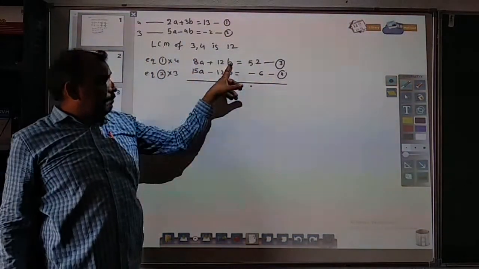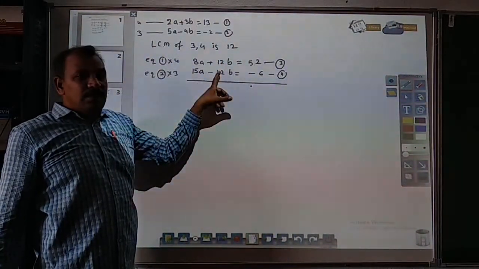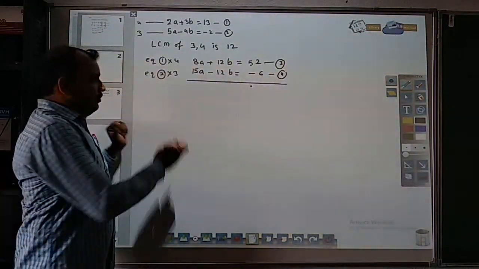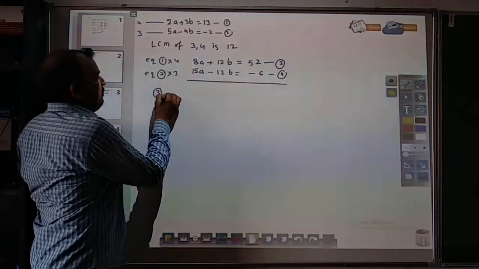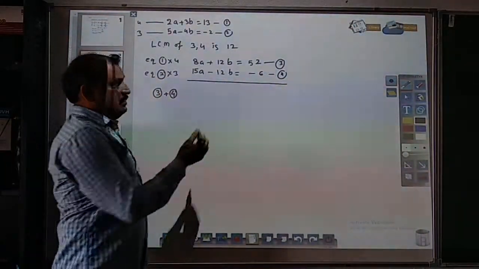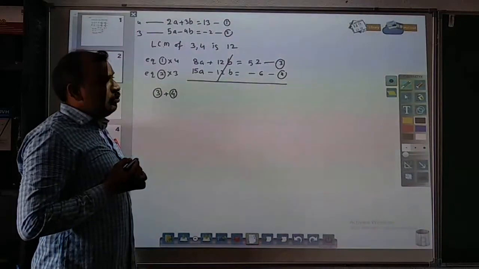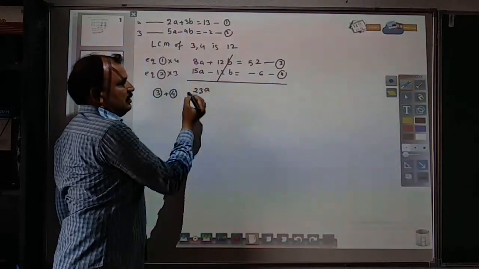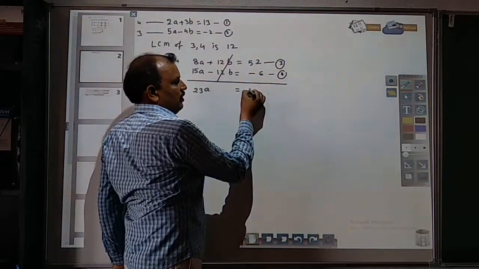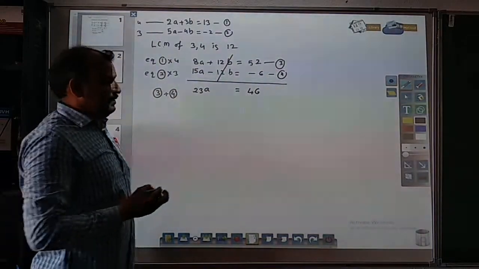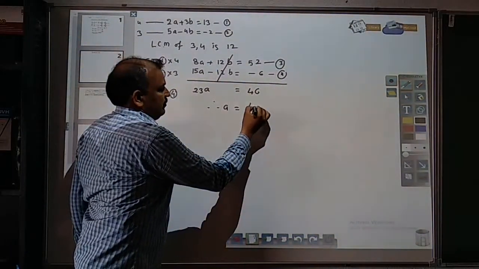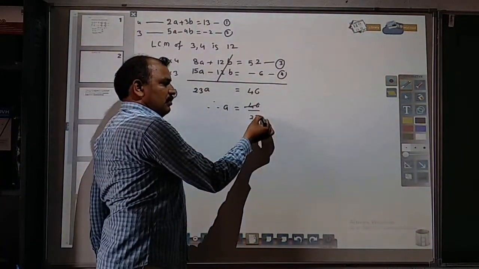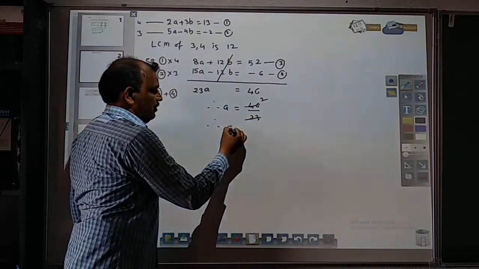Observe the b variables. These two terms have opposite signs. If you add 3 and 4, these two are cancelled. So I am adding these two equations. Plus 12b minus 12b both are cancelled, so only a remains. 8 plus 15, 23a, is equal to 52 minus 6, that is 46. Therefore, a is equal to 46 by 23. In 46, 23 goes 2 times. Therefore, a is equal to 2.